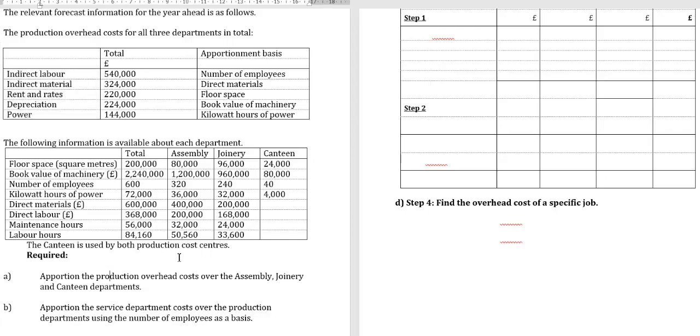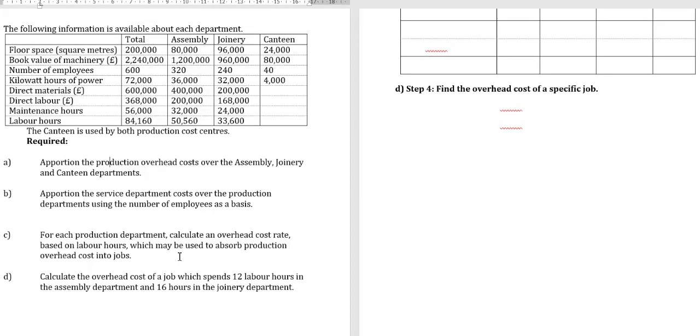The requirement, we have 4 requirements in this question. First, apportion the production overhead costs over the assembly, joinery, and canteen department. Second, apportion the service department cost over the production department using the number of employees as a basis. 3, for each production department, calculate an overhead cost rate.